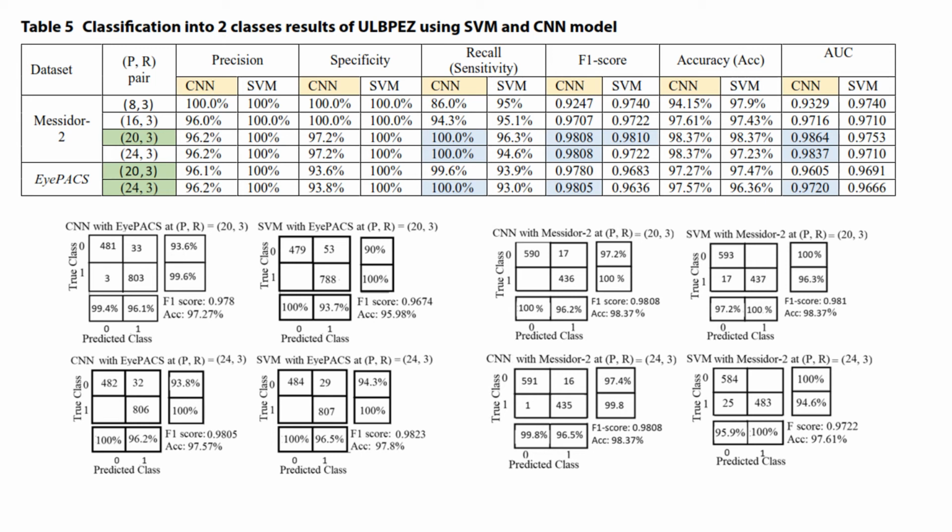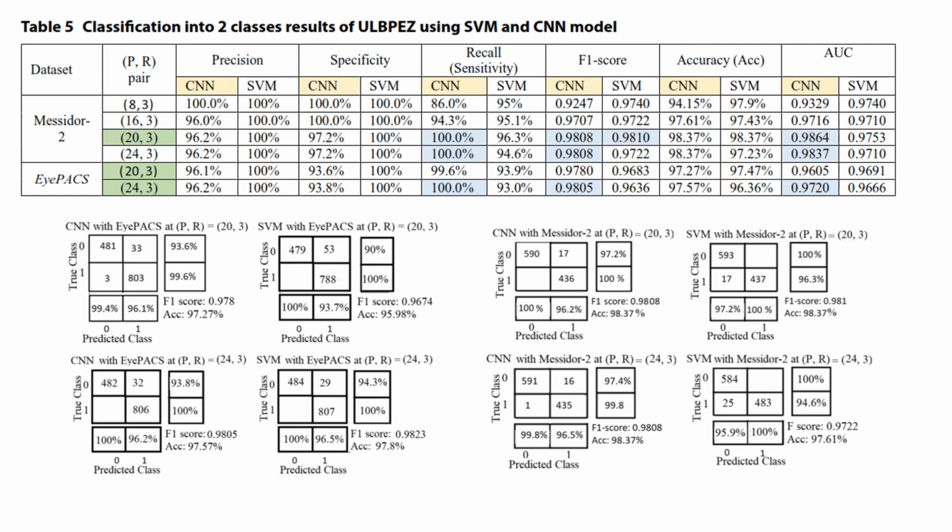Trying to find which is the best neighbors, we decided that the radius 3 is the best. Which is the best neighbor? Comparing the results when using different neighbors, with the support vector machine or the CNN model, we found that for Messidor 2, neighbors number 20 and radius 3 is the best.